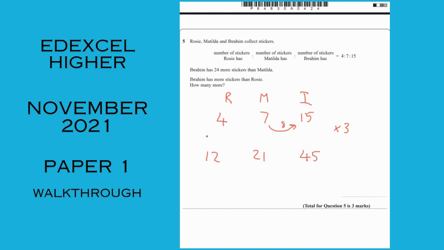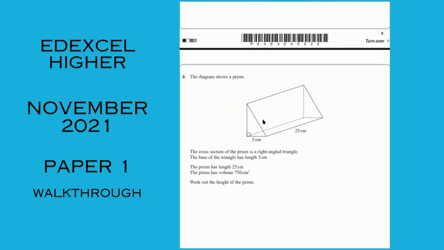As that will make the difference trebled. The difference, as you can now see, is 24. I has more stickers than R. 12 to 45, subtract, 33 more to be precise.